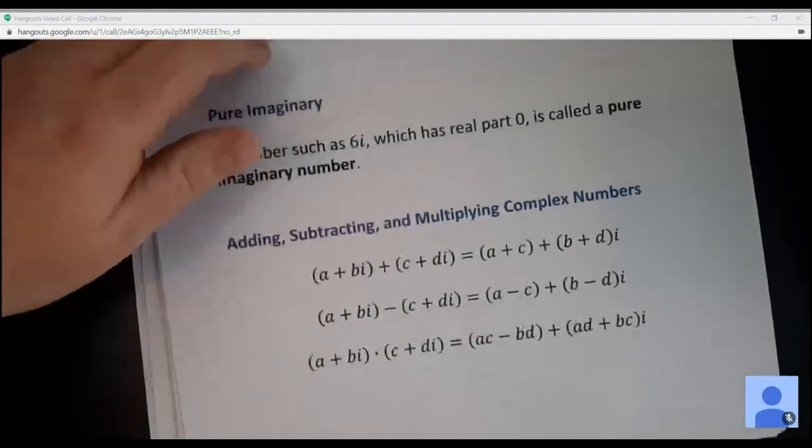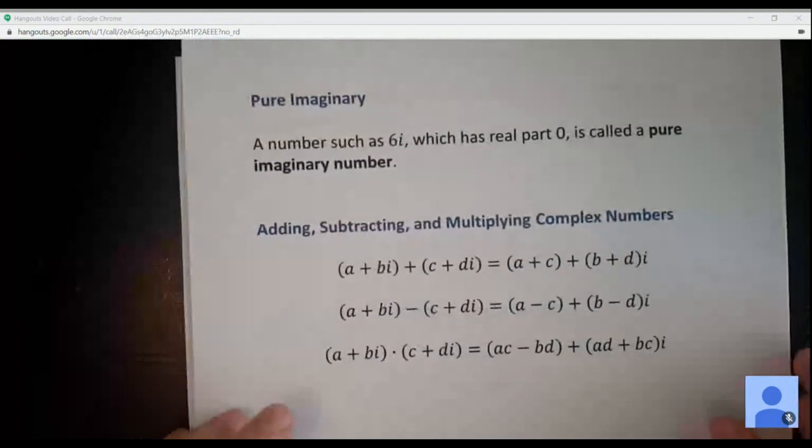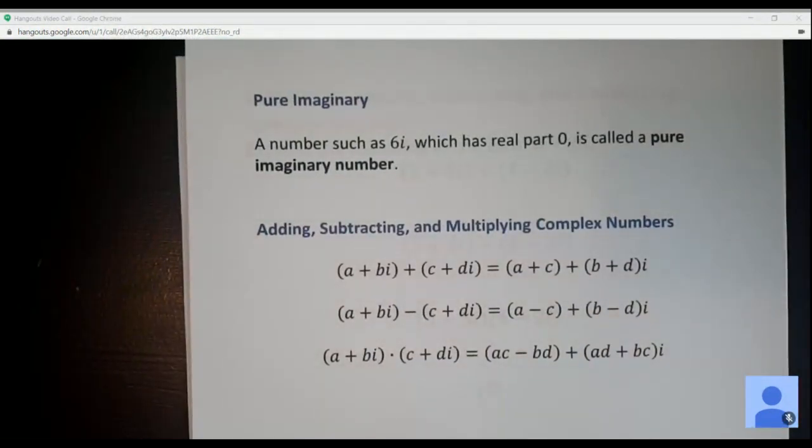All right. So now, we also have what's called a pure imaginary number, okay? And a number such as 6i that we looked at in the last example would be what we call pure imaginary, because there is no real part, right? The real part is 0 there. So just keep that in mind. If it doesn't have a real part, we call it pure imaginary.